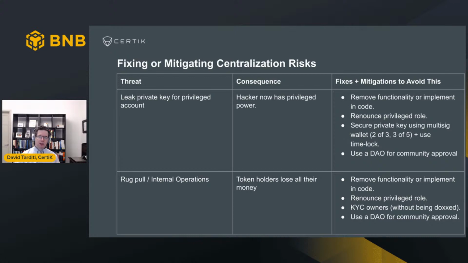You can use a KYC service. That's a know your customer service, and the owners of the project can be KYC'd. CertiK has a KYC service where we can check the background and identity of people running a project. And we can do this without the people running the project being doxxed. And finally, you can use a DAO for community approval.